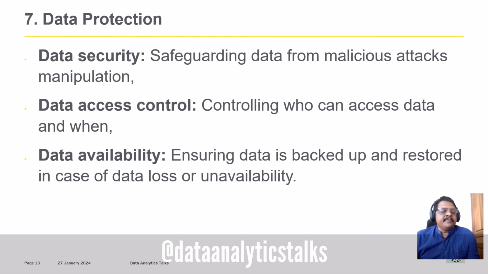Okay. Then comes the seventh principle, that is data protection. Data protection strategies encompass some of the most important security measures. The three main areas that fall under data protection include data security, data access control, and data availability. Data security safeguards data from malicious attack and manipulation. Data access control means controlling who can access data and when. Data availability ensures data is backed up and restored in the case of data loss or unavailability.